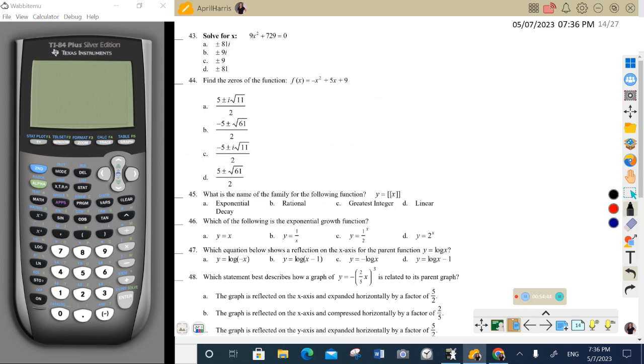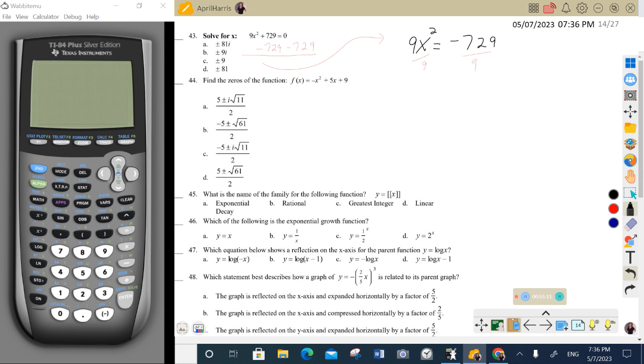All right, number 43. You could factor this, but there's no need because you only have one x. What you want to do is get x by itself. So the first thing I'm going to do is minus 729 and minus 729. And that gives me 9x squared equals -729. So then I'm going to divide. All right, now I'm going to divide by 9.